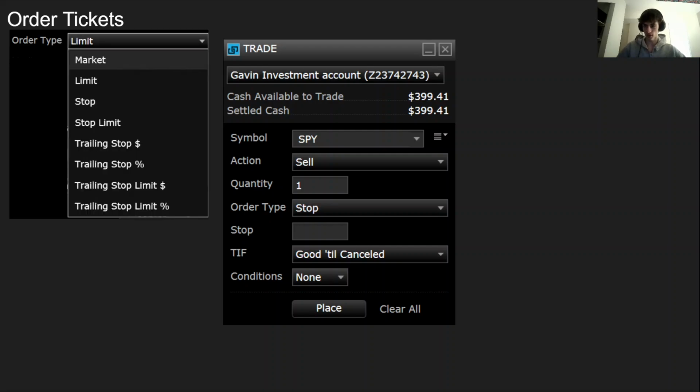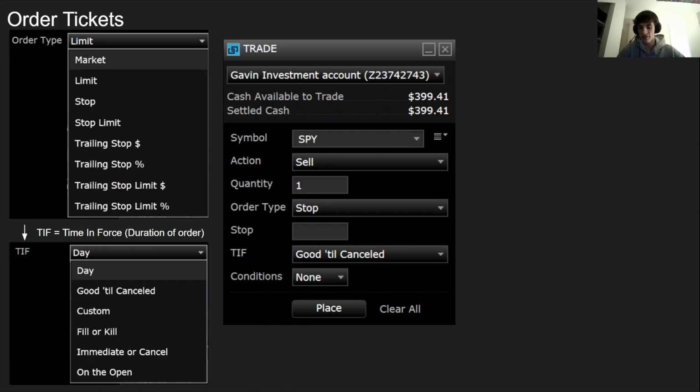But as far as order type goes, these are all of the order types. Once again, market, limit, stop. Stop limit is just a combination of a stop and a limit order. And then trailing: a trailing stop is if I wanted to sell a stock if it fell $5. That's what I would use that for. If I wanted to sell a stock if it dropped 5%, that's what I would use that for.